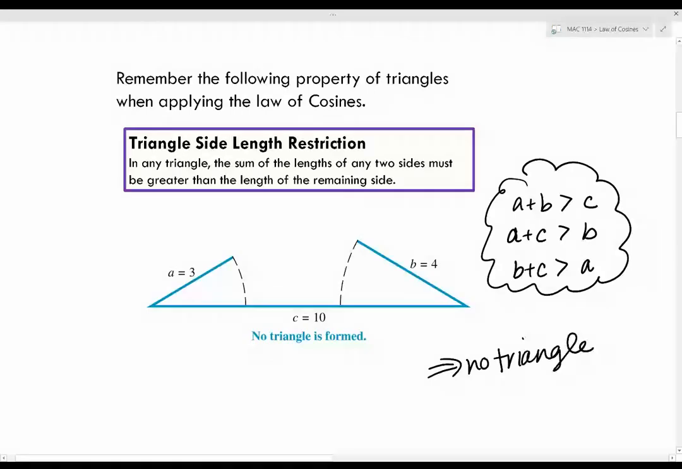This is typically true, especially if you're solving a side side side triangle. So before you even attempt to find any angles, make sure that your triangle satisfies this restriction law.